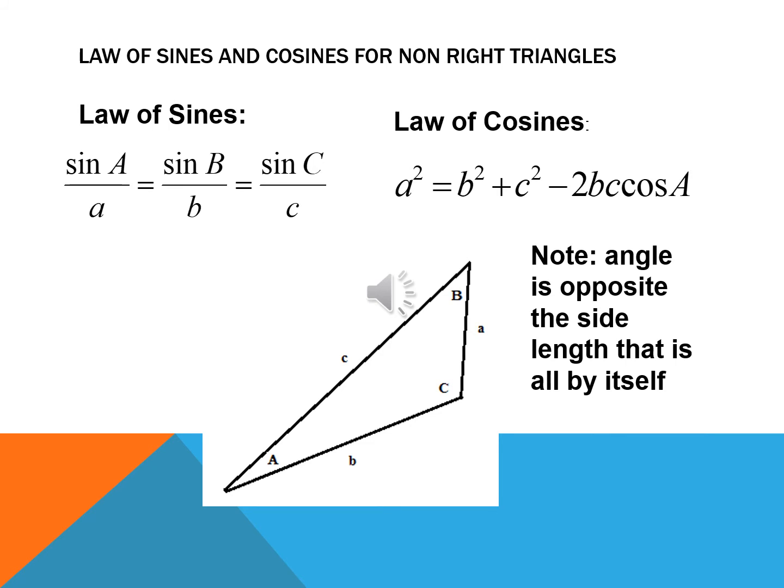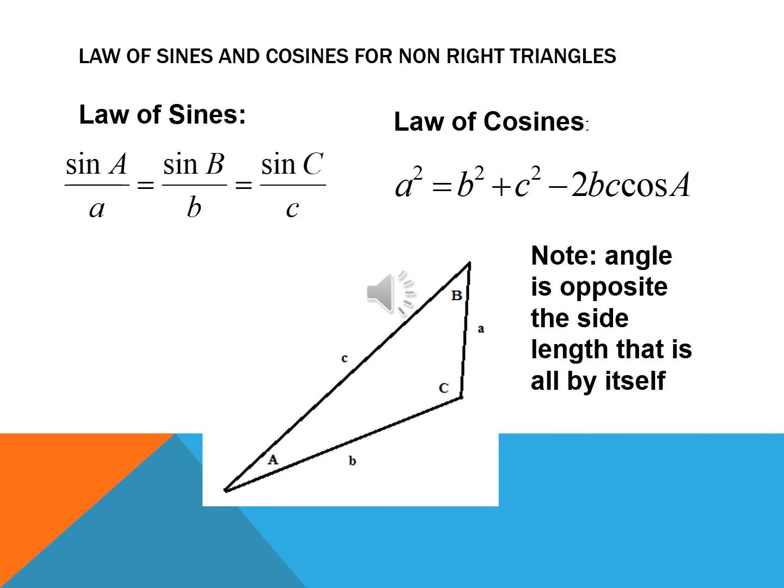There's another law called the law of cosines, and it starts off like the Pythagorean theorem. A squared, one of the sides, equals the sum of the squares of the other two sides, but then there's a correction factor. You subtract 2 times the other two sides multiplied times the cosine of the angle that was opposite the original side. So notice cosine A: angle A is opposite side A, and side A was all by itself on one side of the equal sign. So A squared equals B squared plus C squared minus the correction factor 2 times B times C times cosine of A.